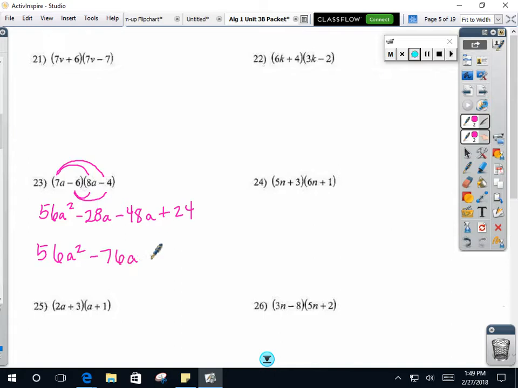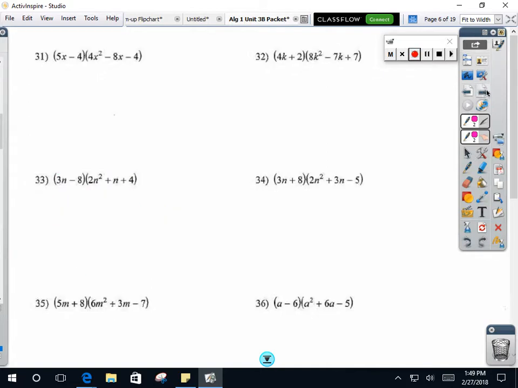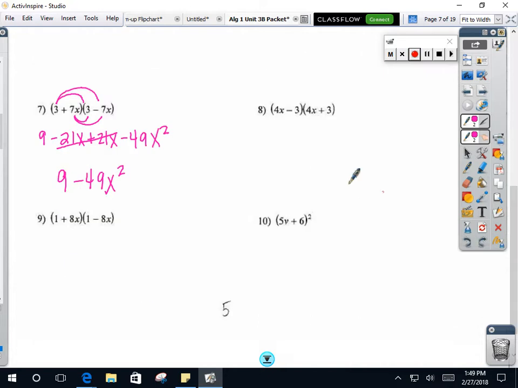76a plus 24. See how normally when you multiply two binomials together, you're left with a trinomial for your answer? Well, whenever you multiply two binomials that are identical except for their signs, you end up with a binomial because the middles cancel out. This is a special case. It's a difference of two squares. Isn't 9 a perfect square? Because 3 times 3 is 9. And 49x squared is a perfect square because 7x times 7x would make 49x squared.